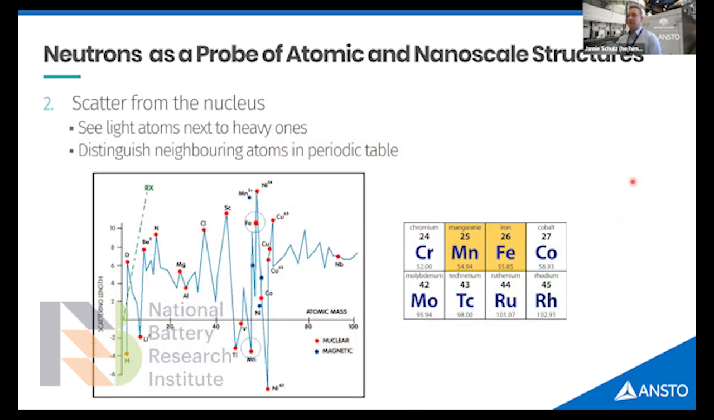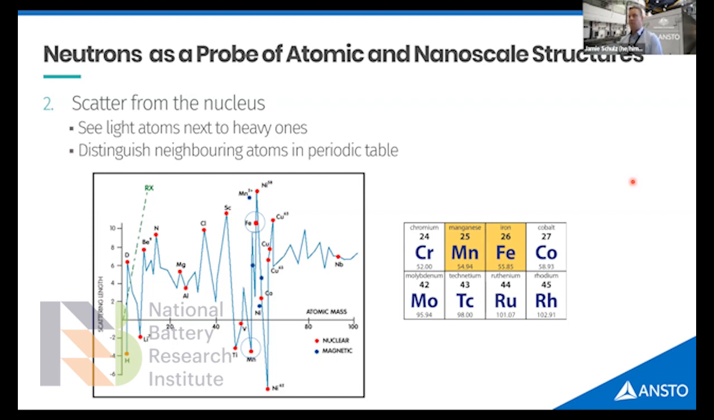The one big difference between neutrons and X-rays, so people always ask, well, why don't you just go do X-ray diffraction or small angle X-ray scattering or an X-ray technique? Well, neutrons actually have some very different properties when they interact with atoms. The scattering of X-rays is primarily with the electron cloud around an atom, and so it increases linearly with atomic number.